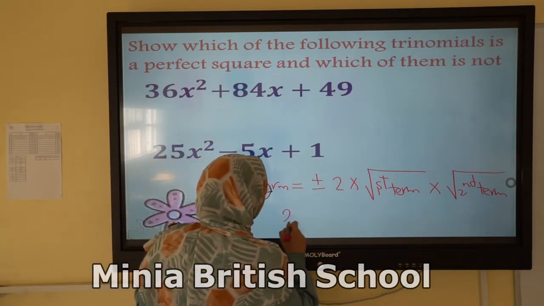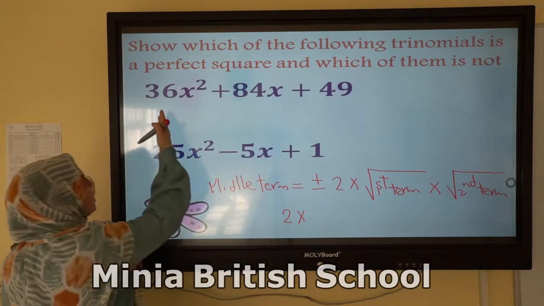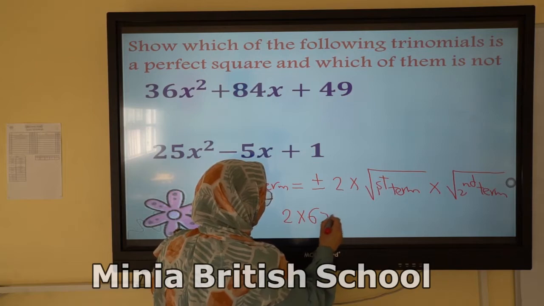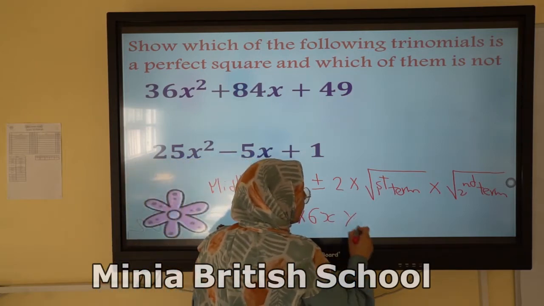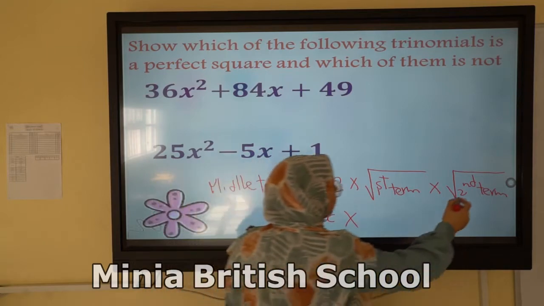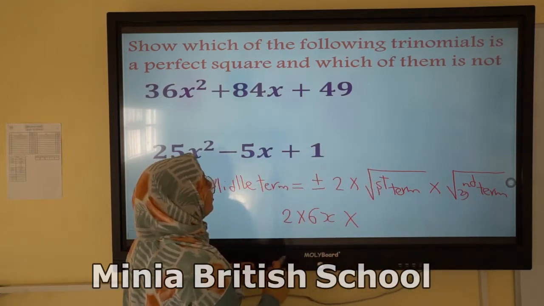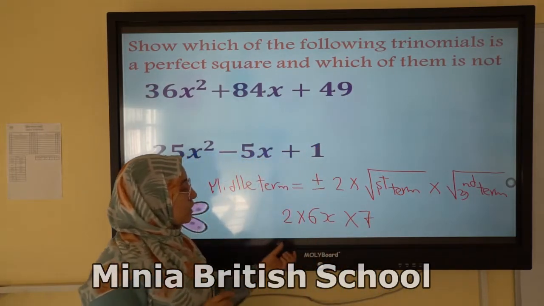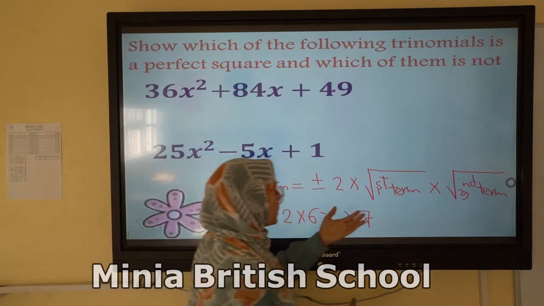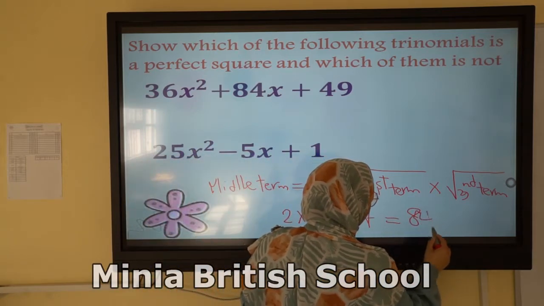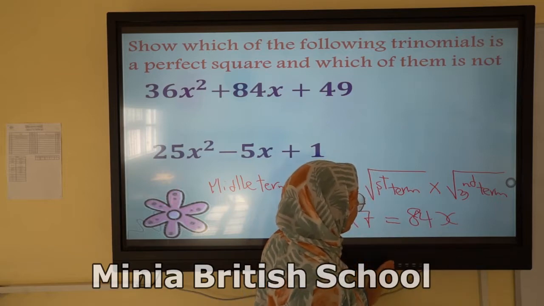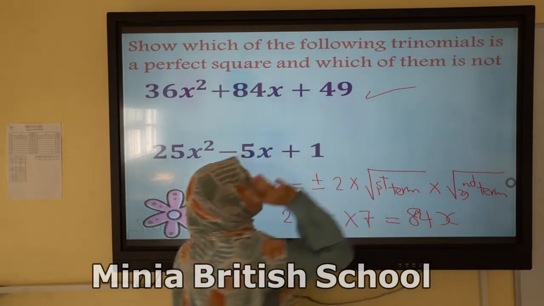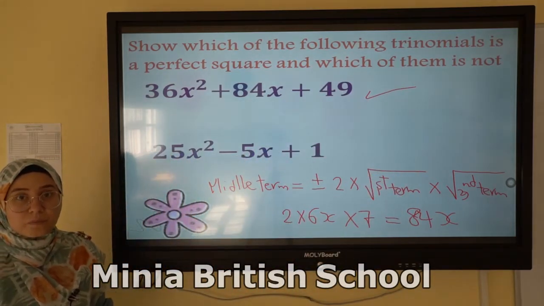I check 2 times the square root of the first term. The square root of 36x power 2 equals 6x. Good. Times the square root of the third term, 49, the square root of it is 7. So 2 times 6 equals 12, 12 times 7 equals 84, and write x. So the middle term equals 84x. Then this expression is a perfect square trinomial.